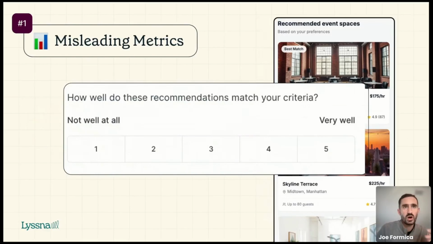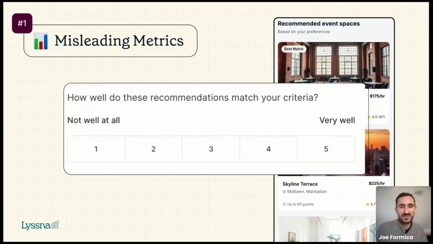So let's say someone walks through the onboarding, they put some information about their event, they see these recommended spaces, and we're trying to evaluate how good those recommendations are. We could ask a question like this, but when we go to review the results, if we see a 3.5 out of 5 was the average, how confident do we feel about saying we got this, we nailed it? You're probably feeling okay. It wasn't terrible. It's right there in the middle.